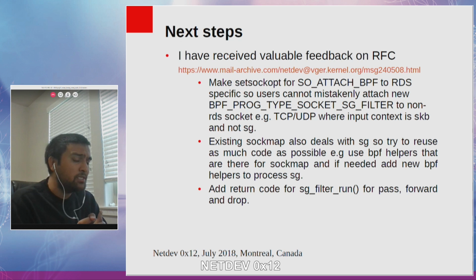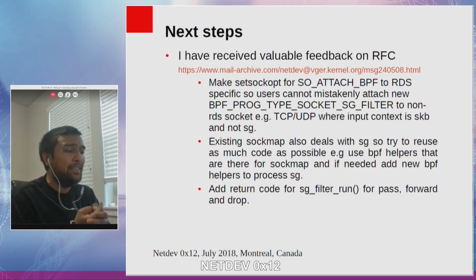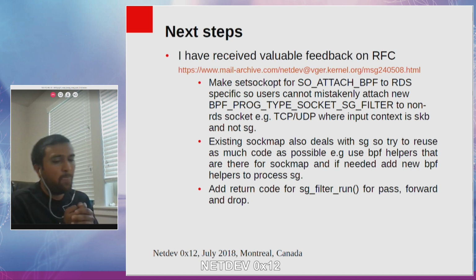The second thing was, there is something other than sock SG that today deals with scatterlist, and which is there in the BPF, and that is sock map. Sock map actually also deals with scatterlist because it basically deals with TLS, transport layer security protocols, and where the context is scatterlist. So we have some code, we have some filters. We have some BPF helpers as well.